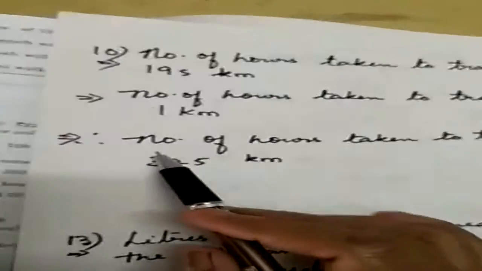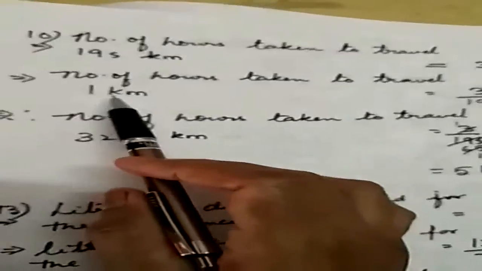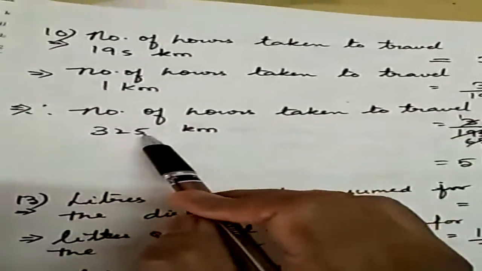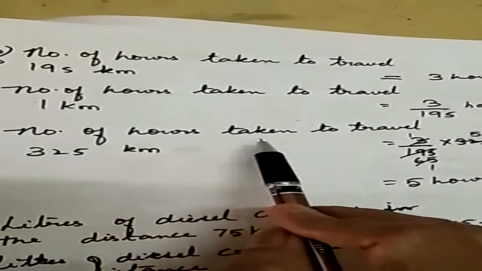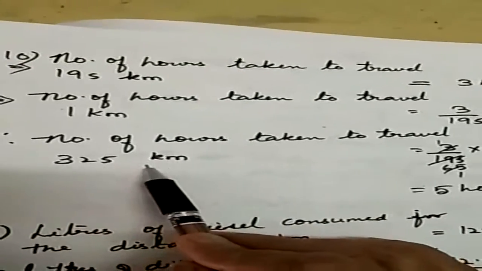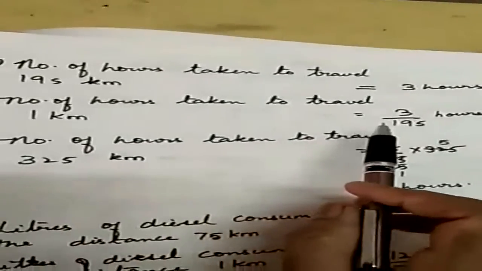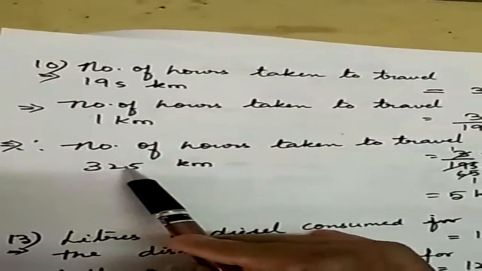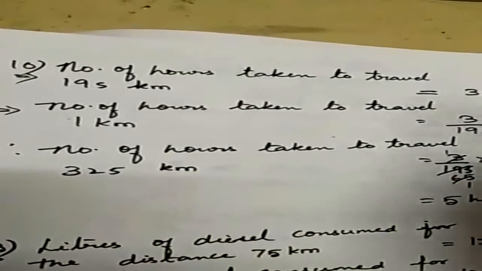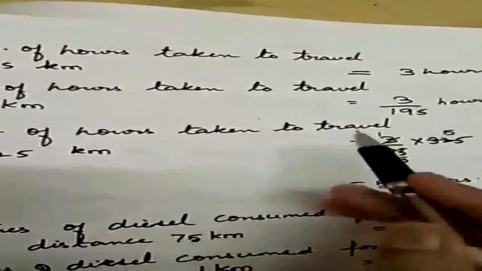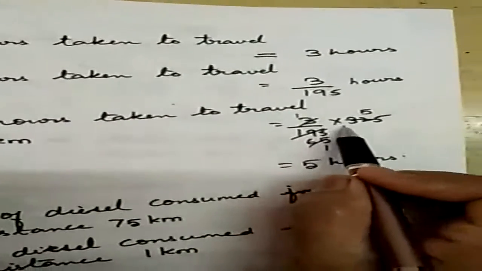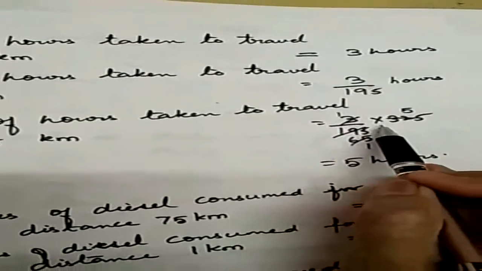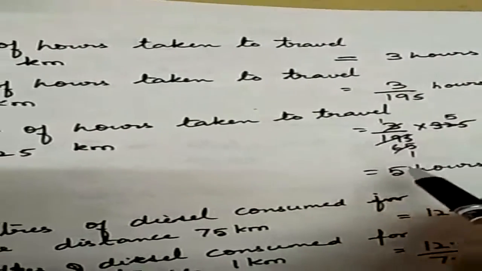Then next statement, number of hours. First you have to find for 1 kilometer, because in the unitary method you have to find for 1. Then for the question you have to find it. Then number of hours taken to travel 325 kilometer. For 1 kilometer it takes only this many hours. For 325 kilometer, a larger distance, will it take more time or less time? It will take more time. More means multiplication. So first whatever is after the equal to you copy down, then multiply into 325. You will get 5 hours.